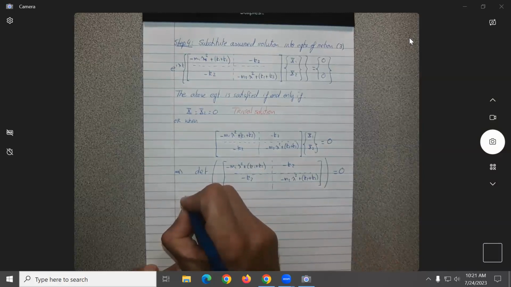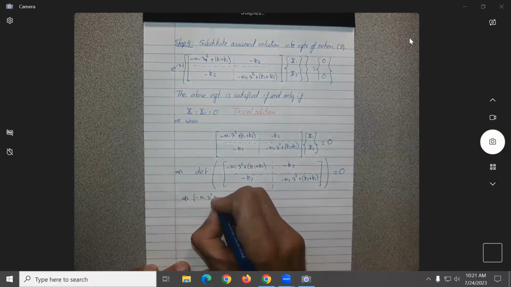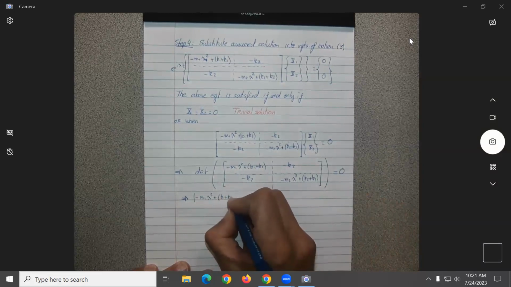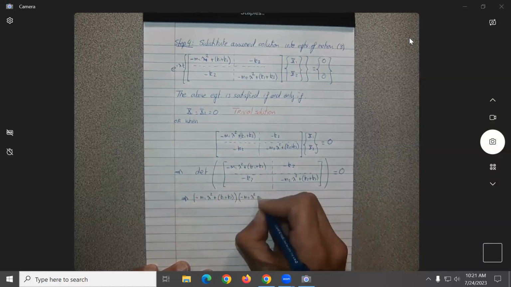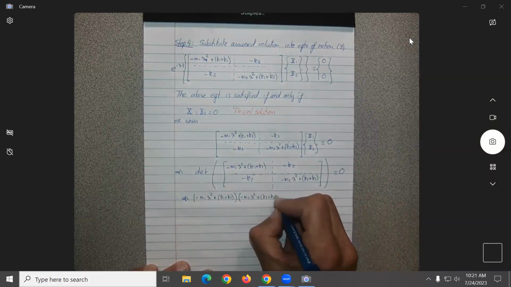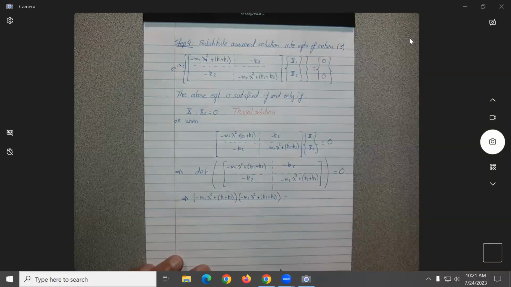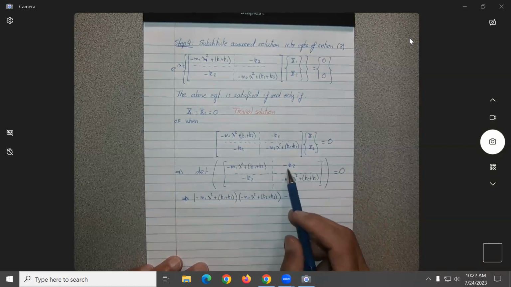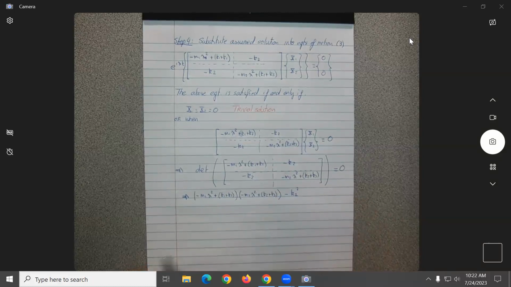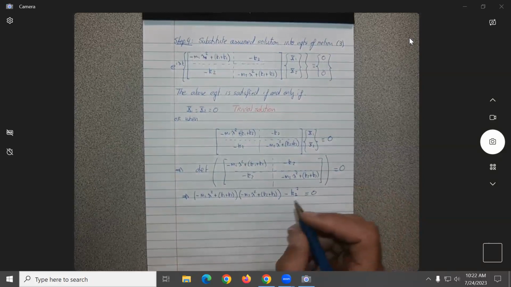So how would you do the determinant? This will be minus M1 lambda squared plus K1 plus K2, you multiply by the other one, minus M2 lambda squared plus K2 plus K3, minus, so this will give minus, minus will be plus, but you have the minus, no? Yes, yeah. Equal to 0.